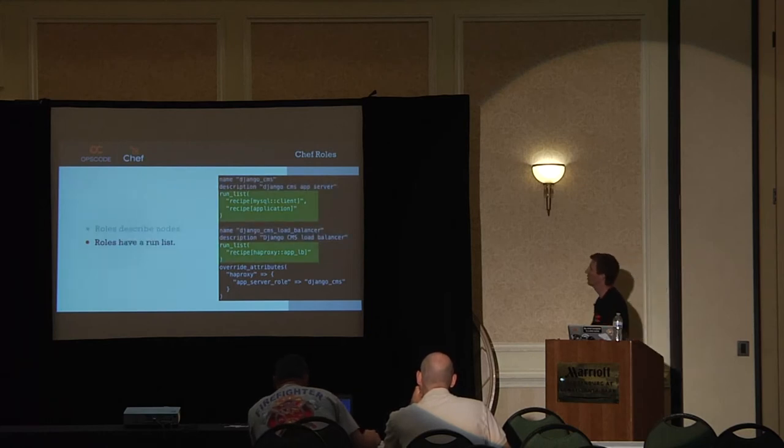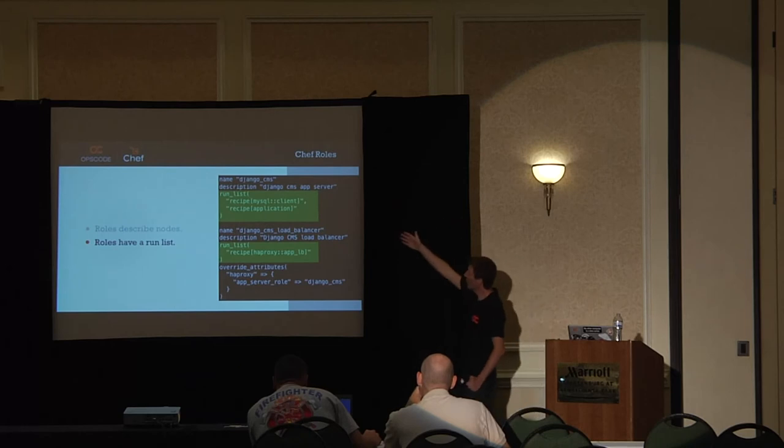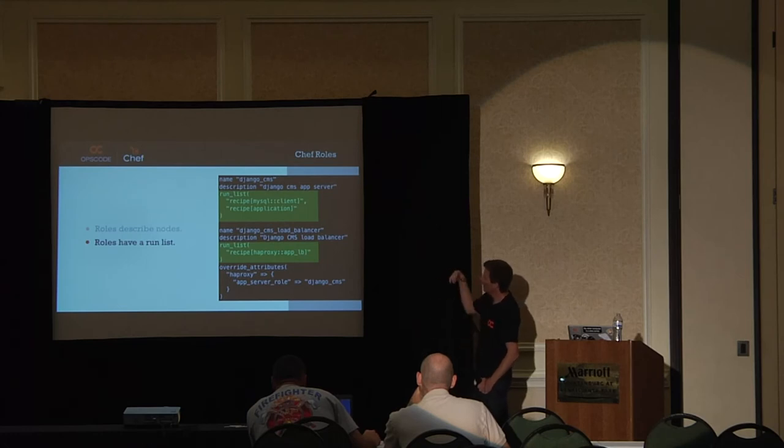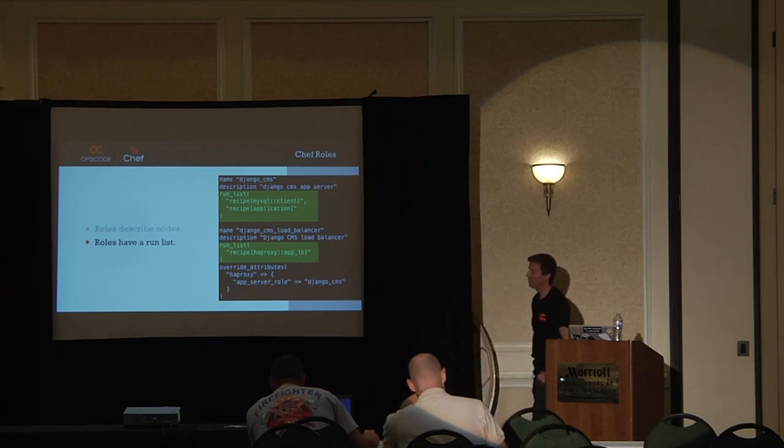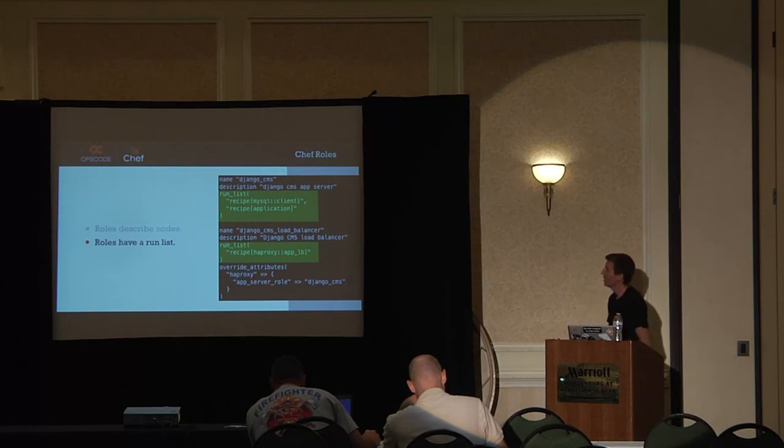And roles have a run list. So in the top one, which is our app server, we're going to install the MySQL client, and then we're going to run a recipe that actually sets up the application server, and we're going to get into the details of that in a little bit. The bottom one, you can see all that's in its run list is HAProxy, and the recipe's app load balancer. So that's basically just going to install HAProxy and do that search that we talked about.